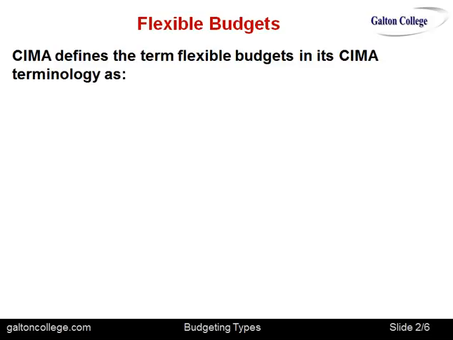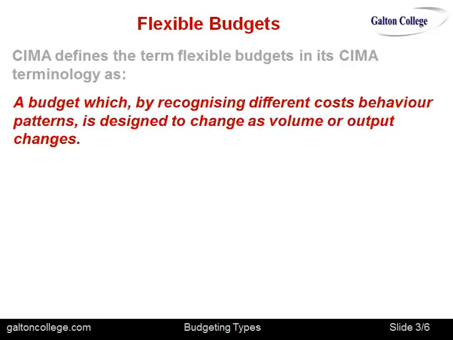CIMA, that's the Chartered Institute of Management Accountancy, define the term flexible budgets in its CIMA terminology as a budget which, by recognizing different cost behavior patterns, is designed to change as volume or output changes. So the budget changes as output changes or as costs change. So it's not absolutely fixed.